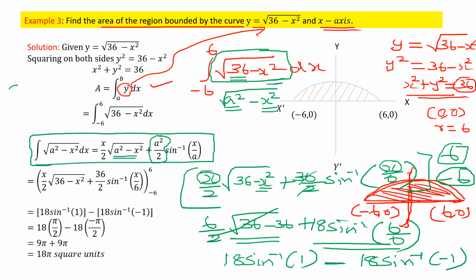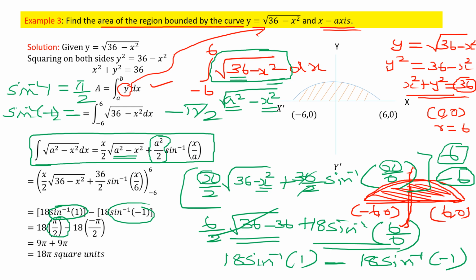Okay, we know that sine inverse of 1 is going to be 90 degrees. So 90 means it is like pi by 2, and also sine inverse of minus 1 is going to be minus pi by 2. So this sine inverse of 1 I will replace by pi over 2, and this sine inverse of minus 1 I will replace by minus pi over 2. By cancelling 2 and 18, this will give you 9. This 2, this side, will give you 9.